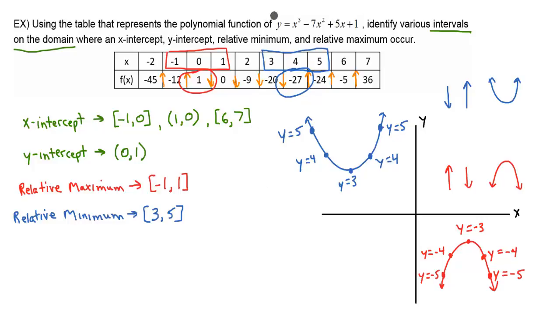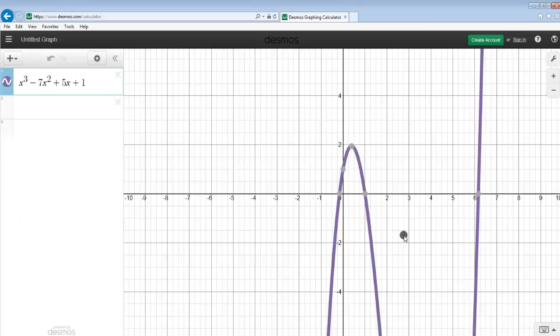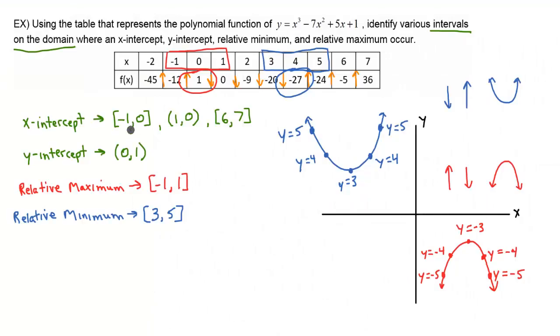So I know that we said we weren't going to graph our function, but let's go ahead and do that and see if we're right here. So I'm going to use Desmos.com to graph that function, and here it is in purple. And let's go back to my paper here. We were saying that an x-intercept happens between -1 and 0, and then also between 6 and 7. And then it actually happened at exactly this point, 1, 0.